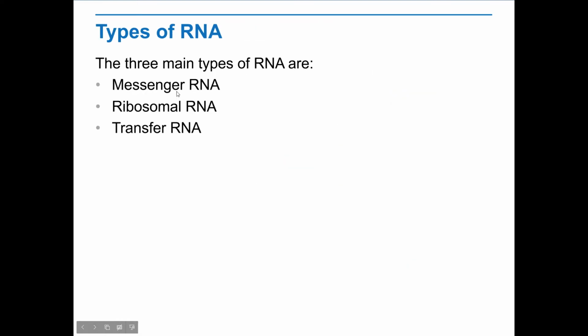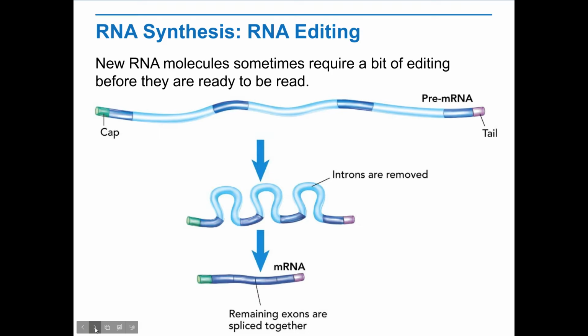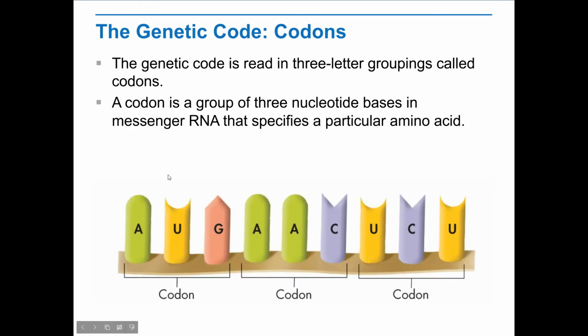Again, review: there are 3 types of RNA. We have messenger RNA, ribosomal RNA, and transfer RNA. When we're looking at transcription, just like the video showed, the RNA polymerase comes in and starts to form that mRNA as it reads that gene. And just a quick other recap: in RNA synthesis, the introns get taken out and the exons are spliced together and used to make that protein. And then we can see how this is read.